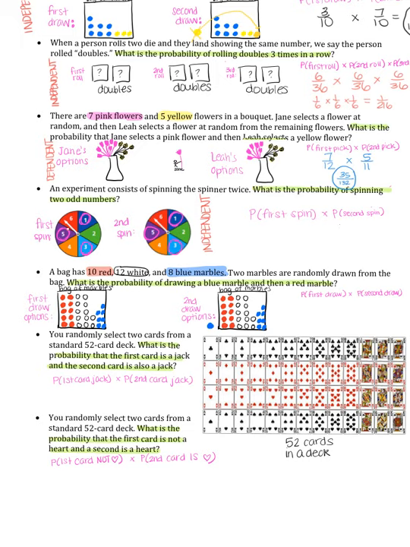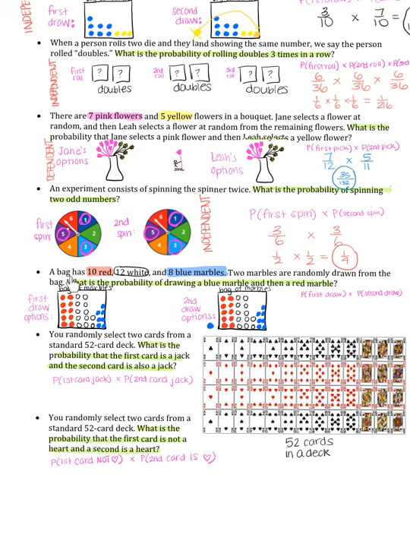second spin. The probability of spinning 2 odd numbers, meaning your first spin is an odd number, 1, 3, or 5, would be 3 out of 6. The probability of my second spin being an odd number would also be 3 out of 6. Before I multiply them, I'm going to reduce to be 1/2 times 1/2, and that would equal 1/4. The probability of spinning 2 odd numbers would be 1/4.